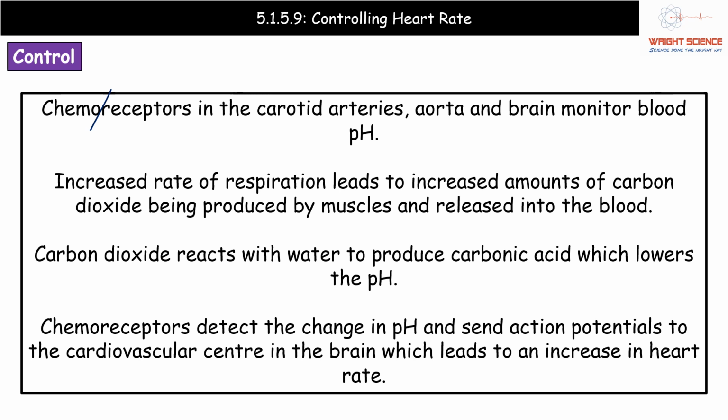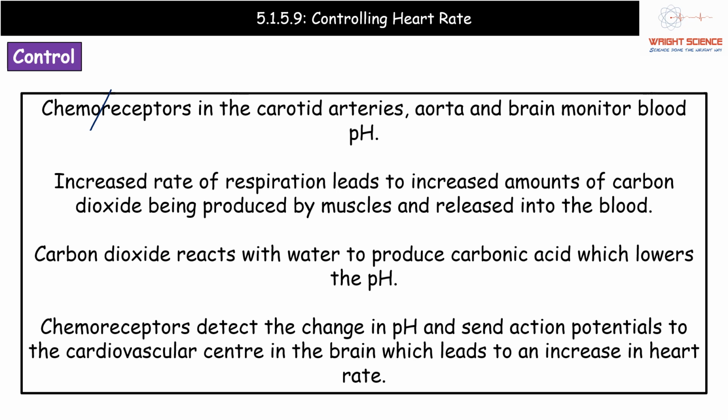The reason that's important is, dropping back to some of the work we did in module 3, we talked about carbon dioxide transport. Now, what we said was that carbon dioxide is going to react with water to produce carbonic acid, and because carbonic acid is an acid, we lower the pH. So in those scenarios where we've got an increased amount of carbon dioxide in the body, the pH of the blood is going to decrease. And that will be detected by these chemoreceptors in those key locations, carotid arteries, aorta and brain.